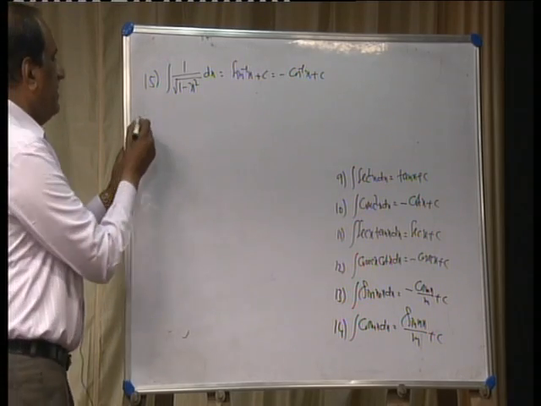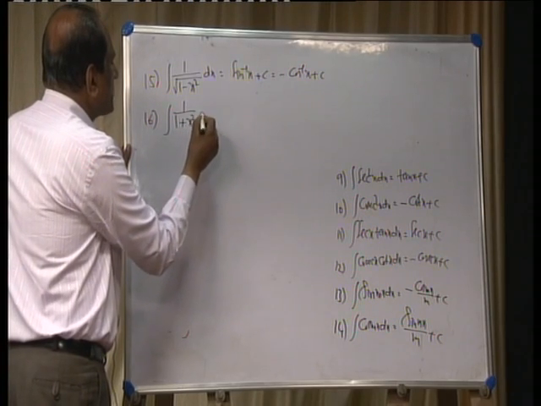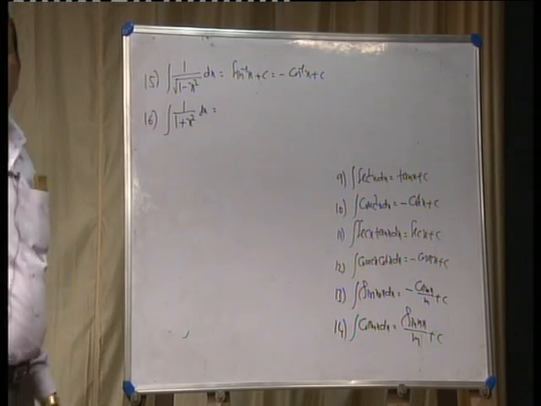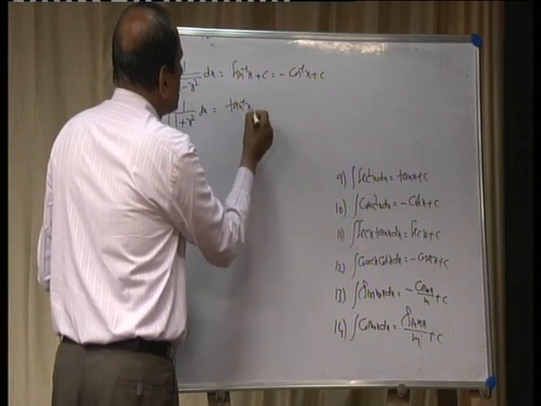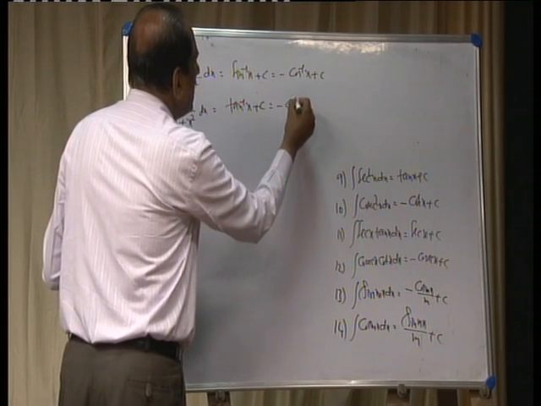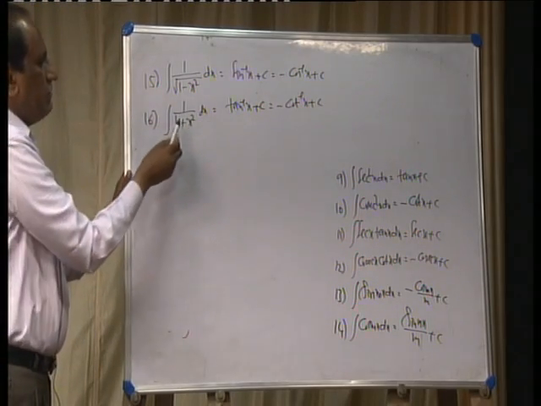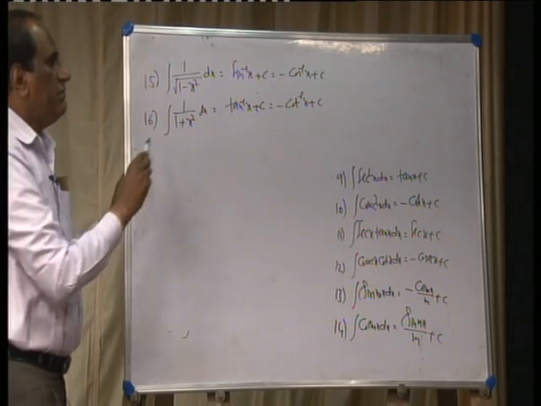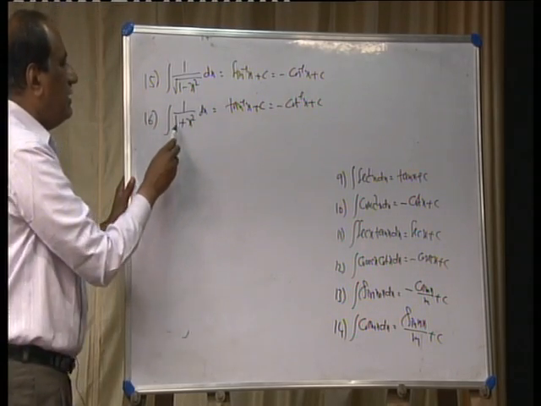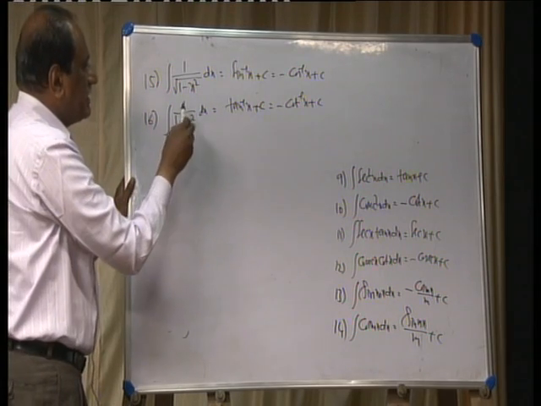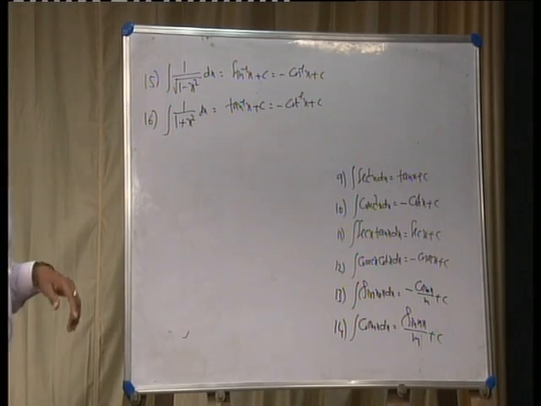The 16th one: integration of 1 by 1 plus x square dx is tan inverse x plus c, or minus cot inverse x plus c. Differentiate tan inverse x, you will be getting 1 by 1 plus x square. Similarly, the differentiation of cot inverse x is minus 1 by 1 plus x square. Transfer the minus to that side, so you will be getting 1 by 1 plus x square integration is minus cot inverse x plus c.